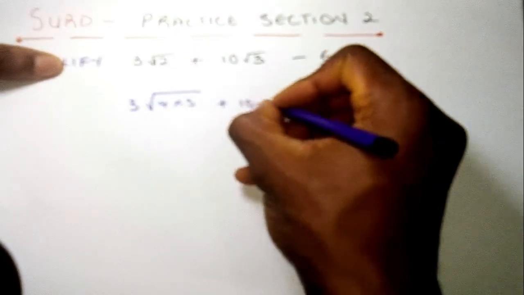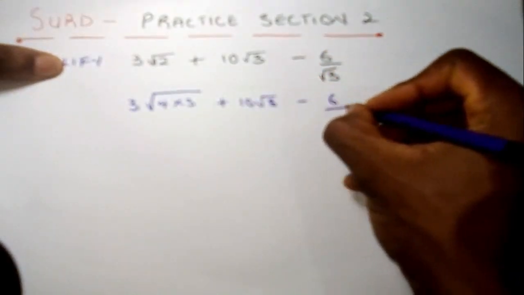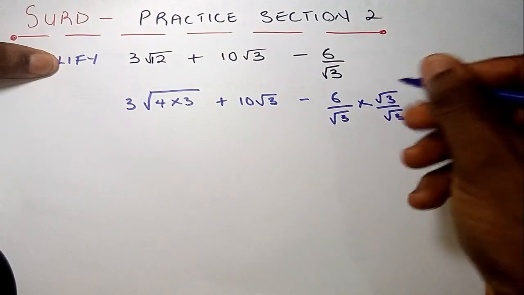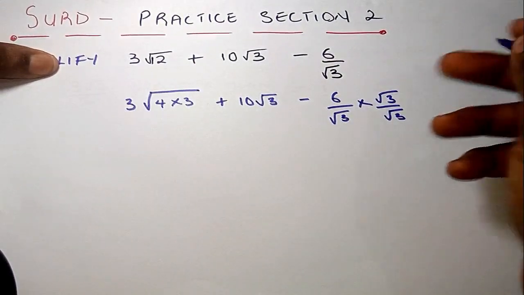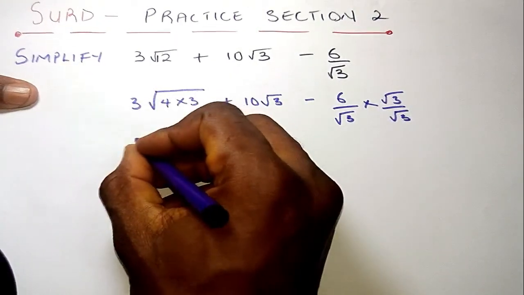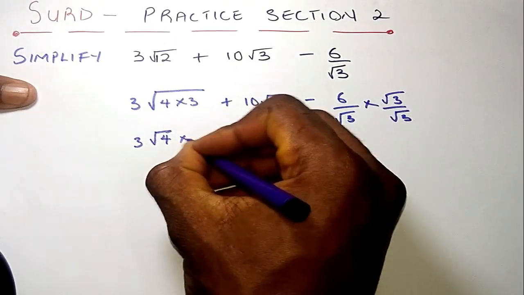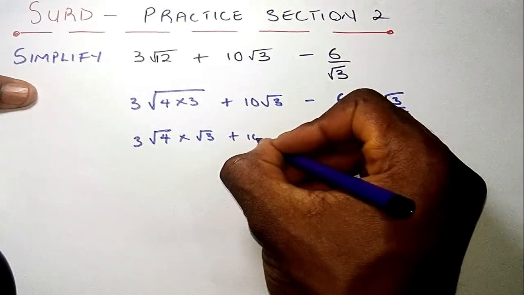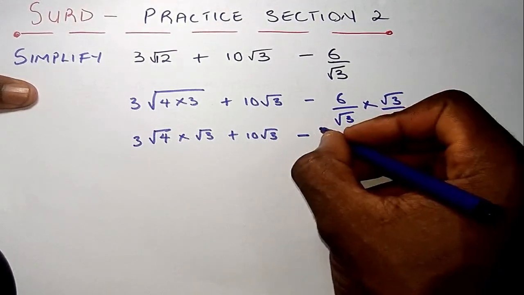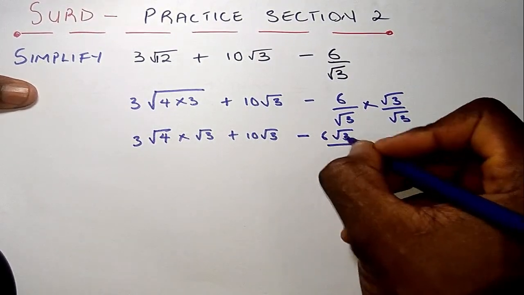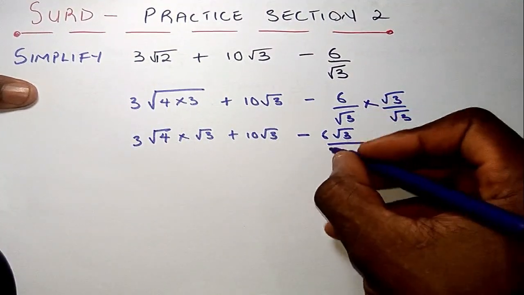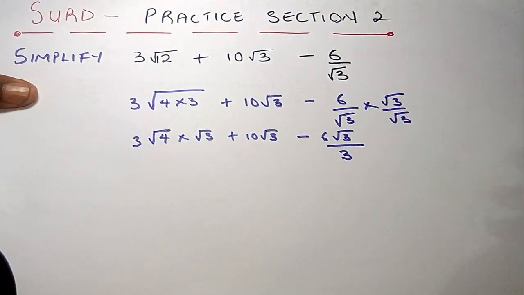So we have 10 root 3 here, minus, and then we rationalize this. Rationalizing this, we have 6 over root 3 times root 3. So let's come back to this point. We're going to separate these to have 4 here times root 3 here plus 10 root 3 minus this multiplied by root 3, 6 root 3. So this is over, 2 roots multiplied together is going to give us a square that will cancel the roots out. So we're going to have root 3 here. I mean, just 3 here.